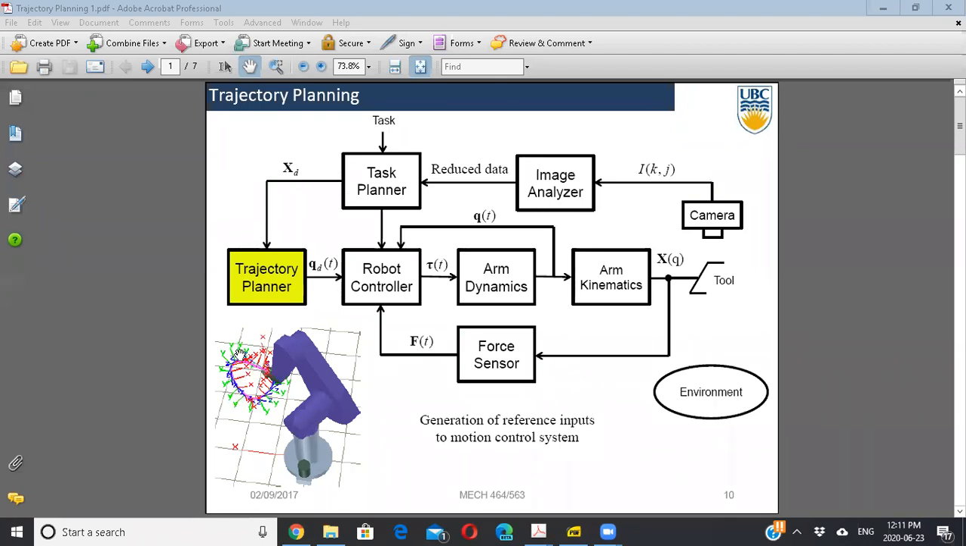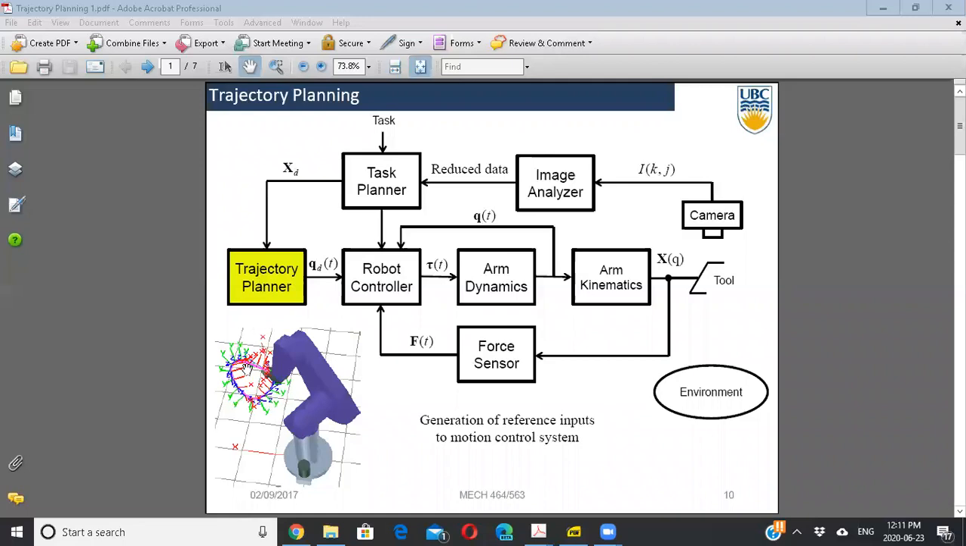So when the timing information is combined with the path, we call it a trajectory. So trajectory is a path plus timing. Trajectory is when you specify not only positions but also velocities and accelerations. So that is the simplest definition of the trajectory.